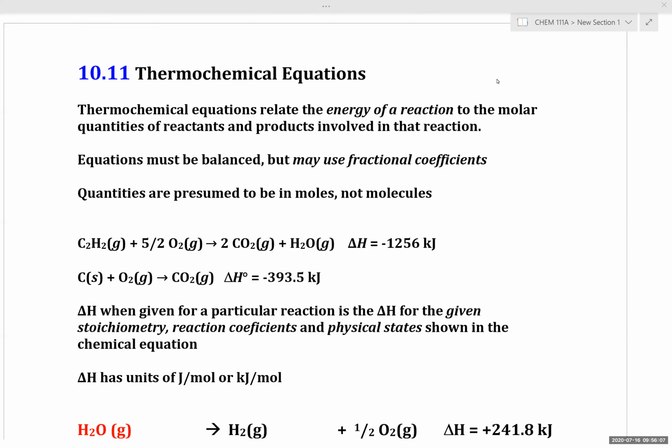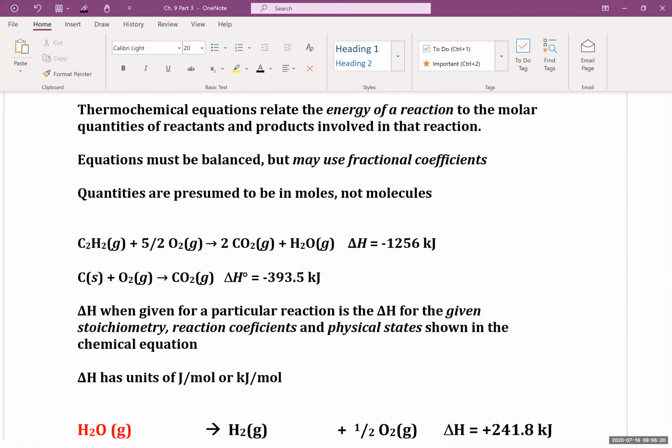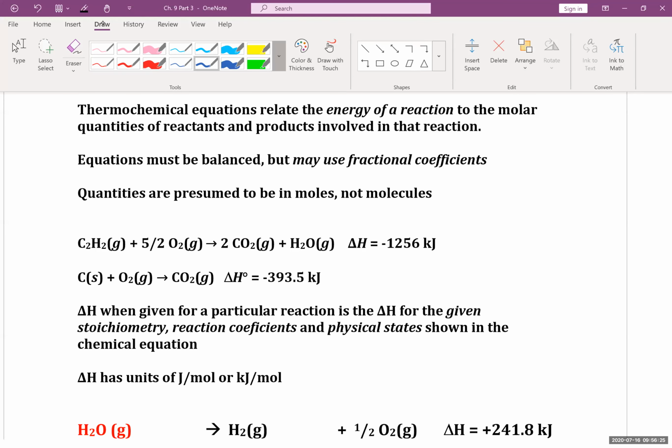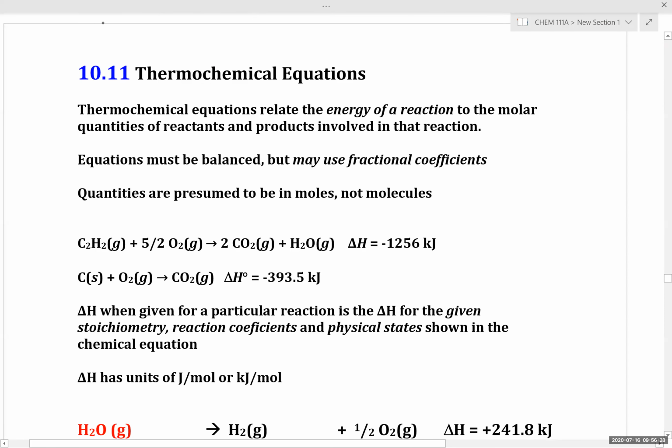Okay, so continuing on with our lecture, we're going to look next at thermochemical equations. Thermochemical equations relate the energy of a reaction to the quantities of reactants and products involved in that reaction. So the equation must be balanced, but you can use fractional coefficients for thermochemical equations.